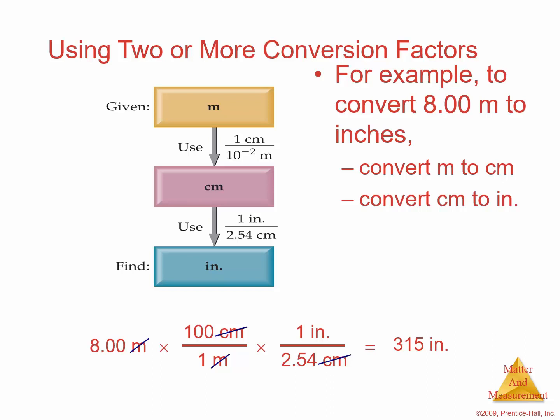Thus meters are written in the denominator and centimeters in the numerator. Now the second conversion factor is used to cancel centimeters here and convert the length to inches. So it has centimeters in the denominator and inches, the desired unit, in the numerator, as you can see here.